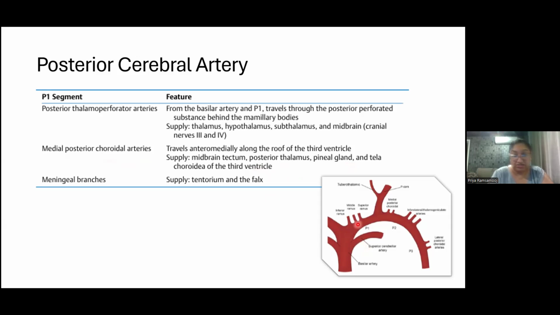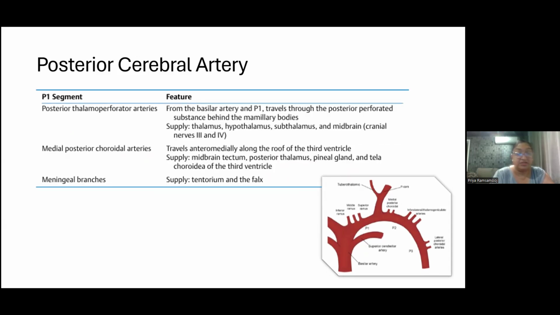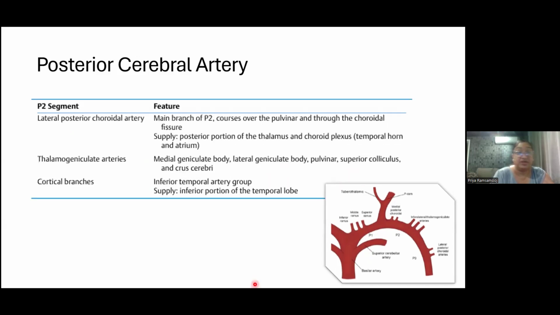And again, this is just to remind us of the segments that we're going through for the posterior cerebral artery. P2, like I said, the important one for the P2 would be the lateral posterior choroidal artery. Again, this is the main branch of P2. In the P1 segment, the biggest one that you need to remember, well, there's three, but the biggest one is the medial posterior choroidal artery. P2, I want you to remember the lateral posterior choroidal artery at least.